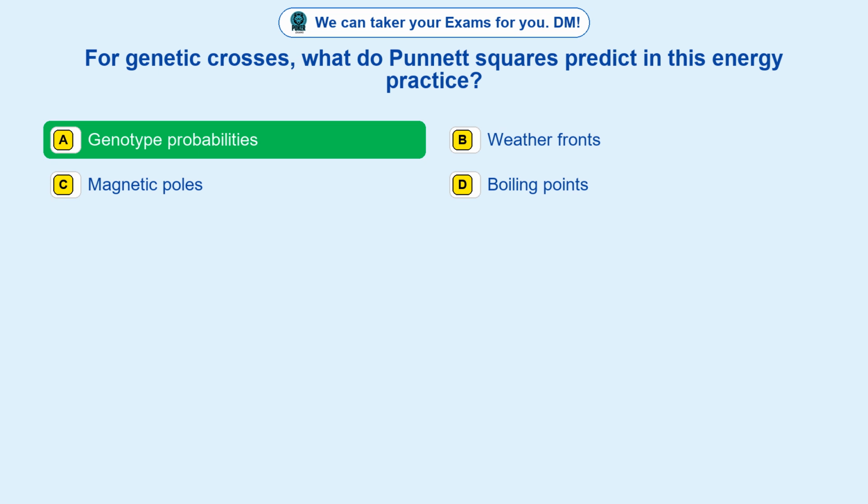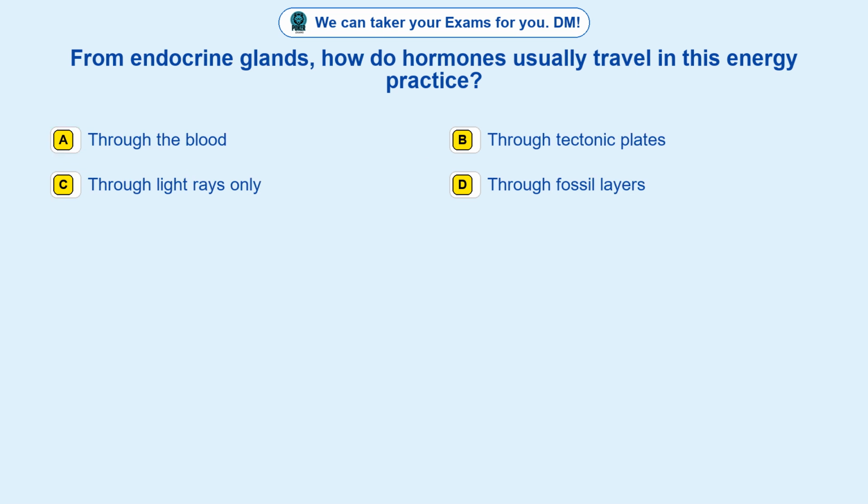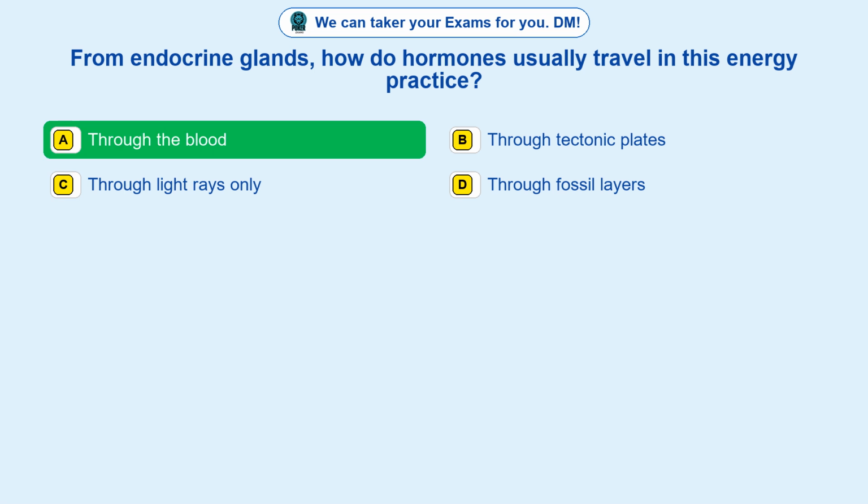Genotype probabilities. Punnett squares show the probability of possible offspring genotypes from parental alleles. Weather fronts, magnetic poles, and boiling points belong to other science areas and are not predicted by Punnett squares. Question 28. From endocrine glands, how do hormones usually travel in this energy practice? Option A. Through the blood. Option B. Through tectonic plates. Option C. Through light rays only. Option D. Through fossil layers. The correct answer is option A.